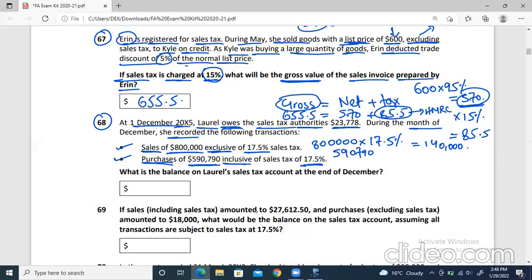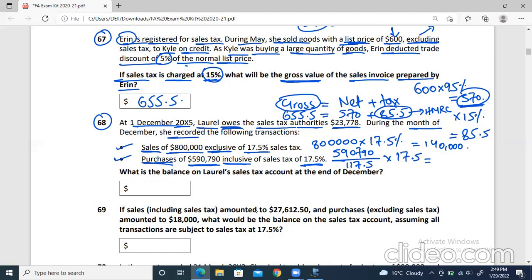590,790. This amount already has 17.5% added in it. So to convert it into 1%, we'll divide it by 117.5. This is not a 100% amount, it is a 117.5% amount. And what do we need? We just need the 17.5% element, which is just that sales tax.